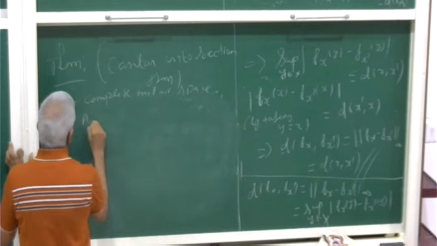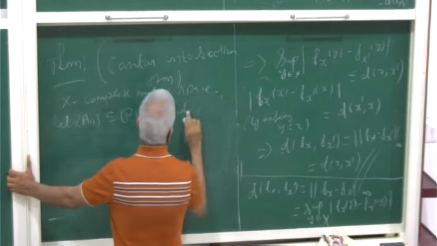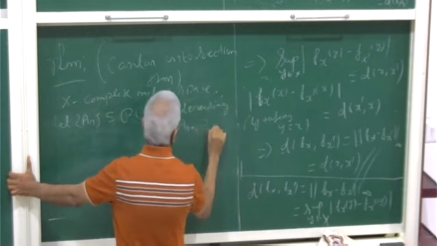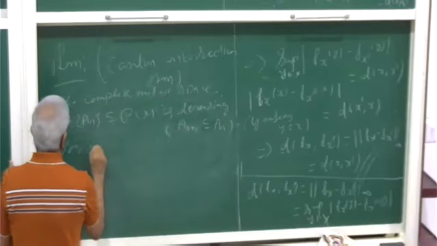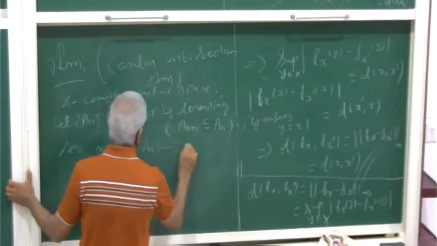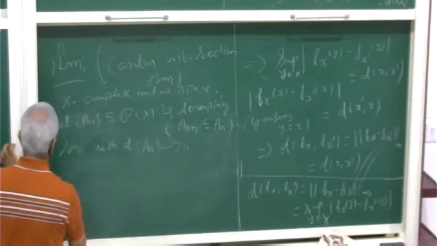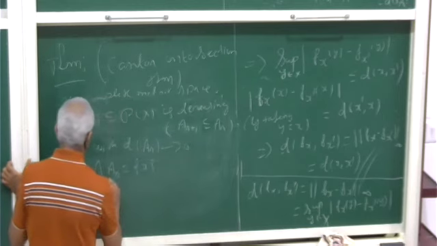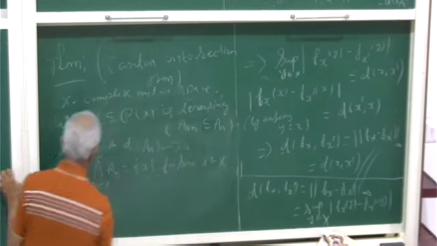Let A_n contained in the power set of X be a decreasing sequence, that is, A_{n+1} is contained in A_n. It's a decreasing sequence with vanishing diameter, that is, d of A_n goes to 0. I have written everything: X is complete, A_n is decreasing with vanishing diameter. Then the intersection of A_n is a singleton {x} for some x in X.